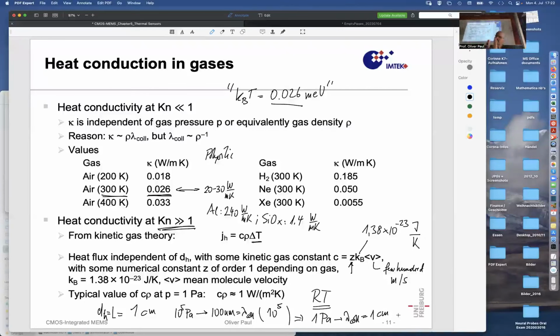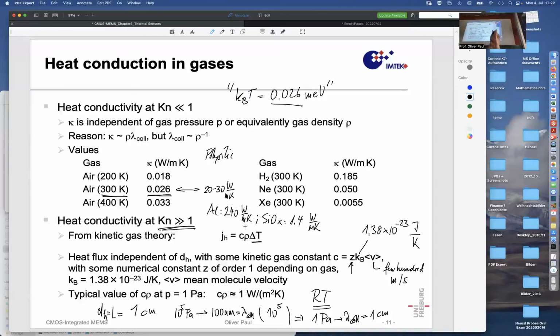between, I'm just at the interface between conduction, continuum conduction, and molecular heat transfer. So probably I need to go to 0.1 Pascal, strongly rarefied gases, in order for this to apply. But if I have a gap of 1 micrometer, okay, for 1 atmosphere, lambda collision is smaller, so it's like continuum transfer.